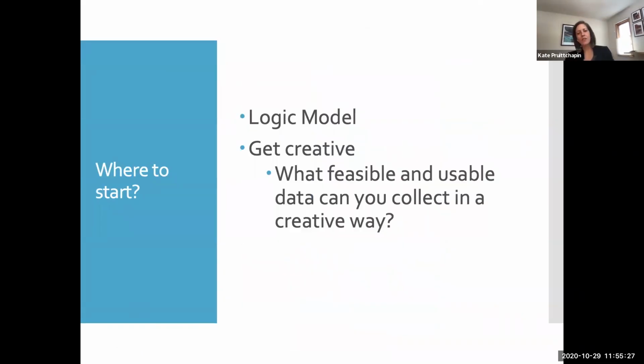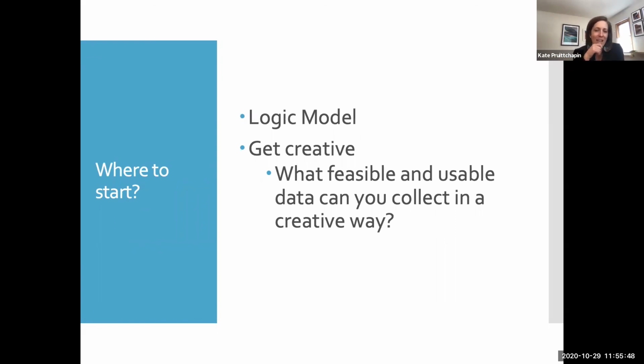So where the heck do you start? Well, I'm a logic model kind of gal, but whether you do a logic model or something else, really understanding what it is you're doing, why you're doing it, and what impact you hope to have. So you start with the end in mind, and then you're building backwards.